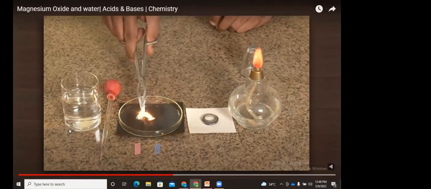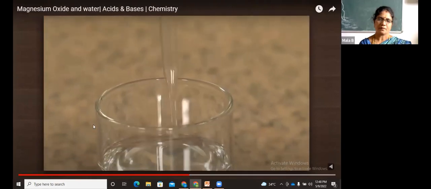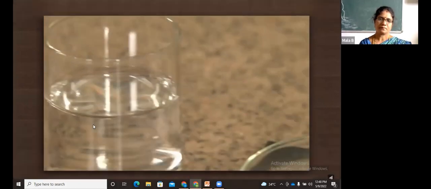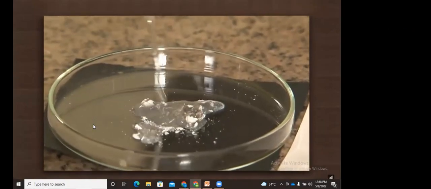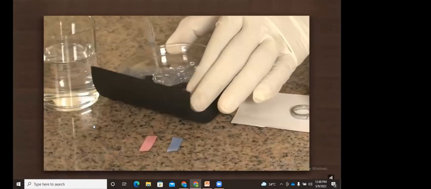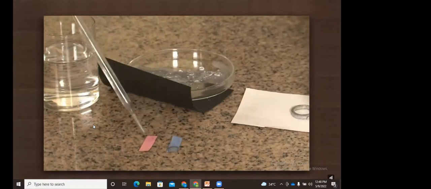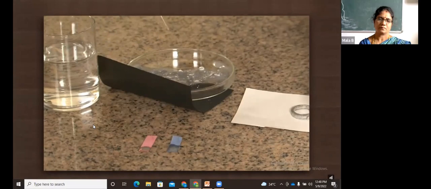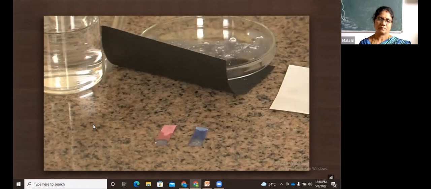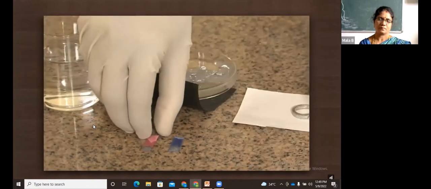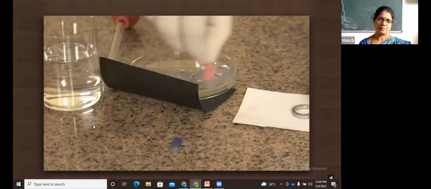As it burns, an ash-like powdery substance is formed. This is magnesium oxide. Collect the powder in a petri dish and dissolve it in water. Take a drop of this solution and place it on the red and blue litmus papers. Observe the change in the color of the litmus papers. We observe that red litmus turns blue, while blue litmus remains the same. What does this indicate? The oxide of magnesium is basic in nature.